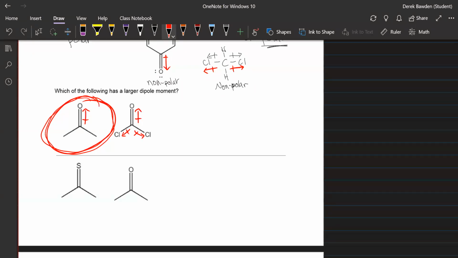All right, how about between these next two, sulfur and oxygen? Okay, we got the same molecule other than the atom that's bonded there. Which one's going to have a larger dipole moment? The oxygen one. Yeah, why? Because it has the higher electronegativity. Perfect. Oxygen is more electronegative than sulfur, so it's going to pull electron density stronger than sulfur. Awesome.